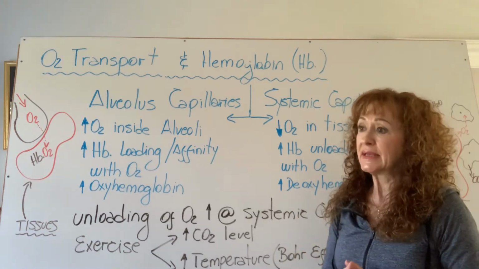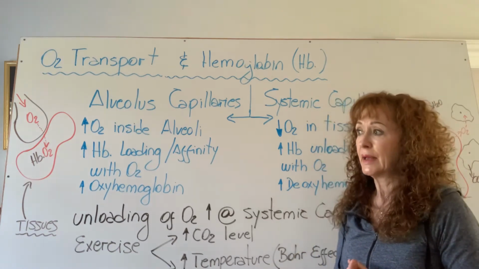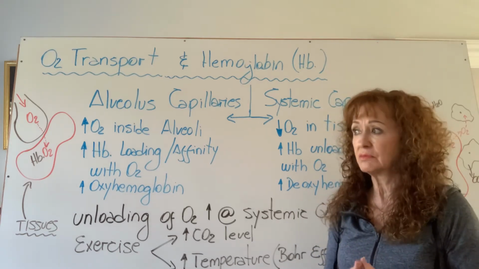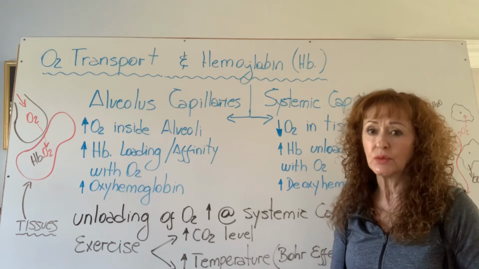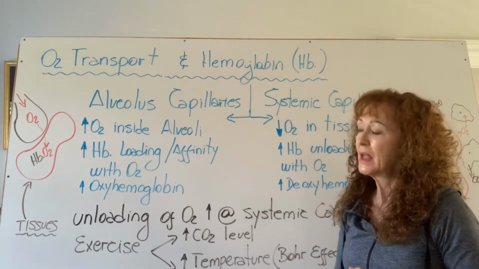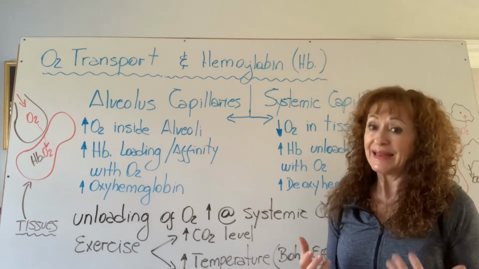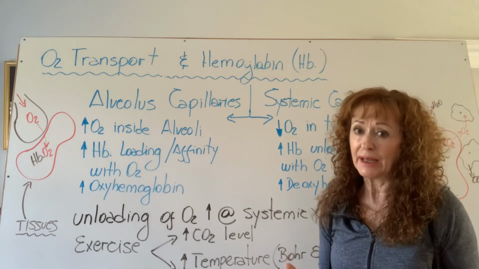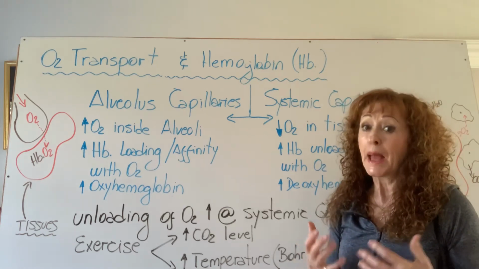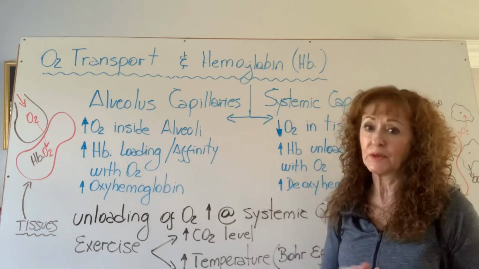Another reason is that oxygen is a gas that is not really very easy to dissolve in water, that is the main component of plasma. And because of that, it needs more carrier than carbon dioxide. And because of that, most of the oxygen is transported in hemoglobin.